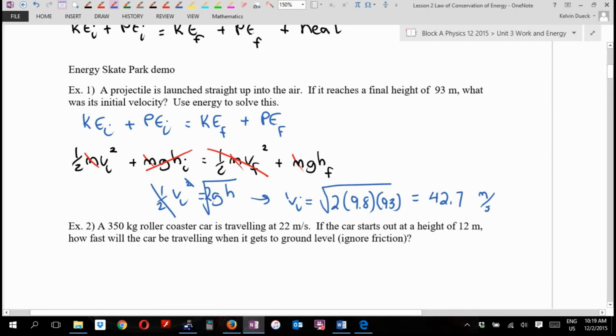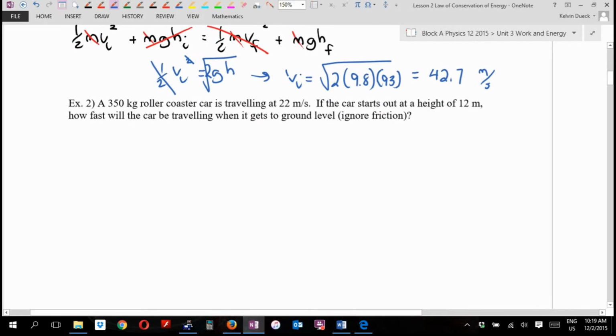I could have solved that using projectiles. In fact, I'll be honest, Addie, I probably would have solved that by saying VI equals question mark, VF equals 0, A equals negative 9.8, D equals 93. I think I could have used VF squared equals VI squared plus 2ad. I could have made it work. I would not be able to do that for example 2.